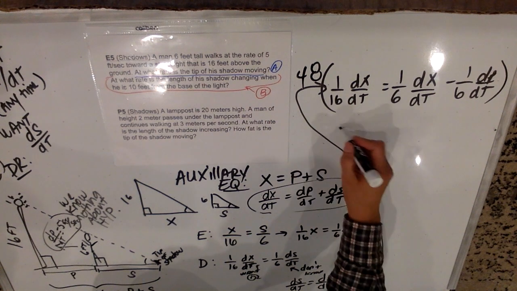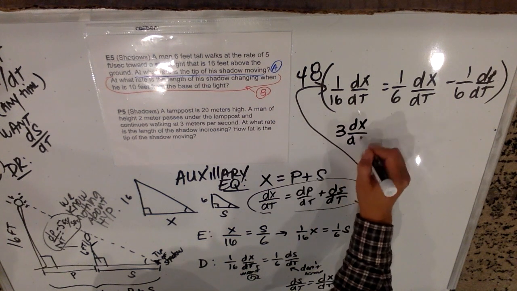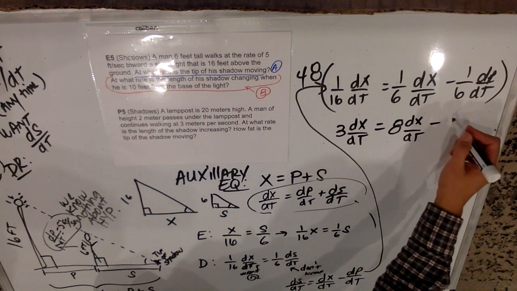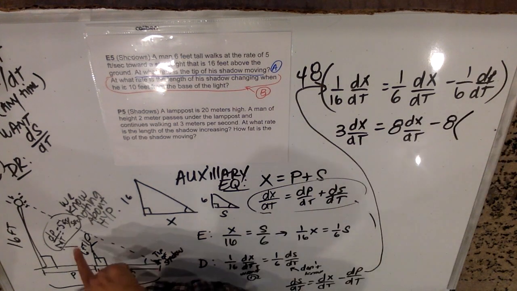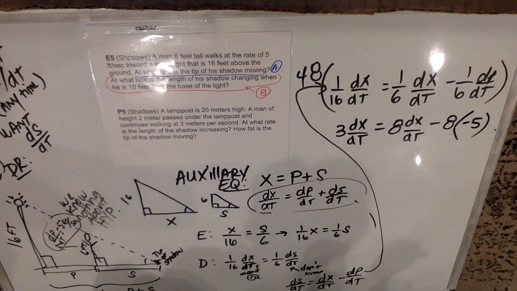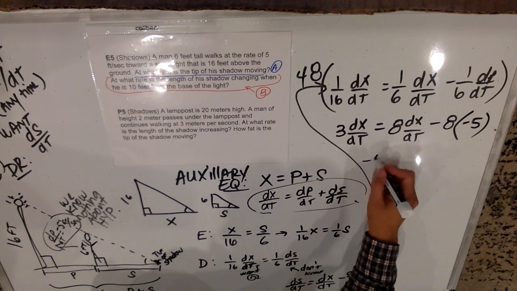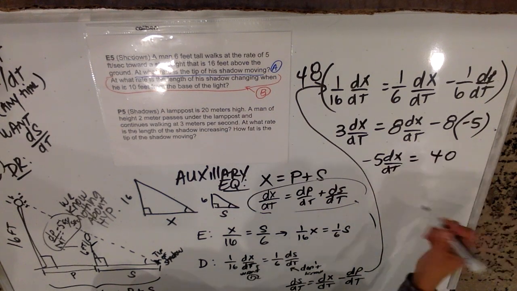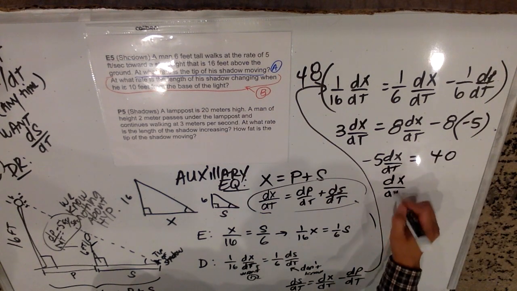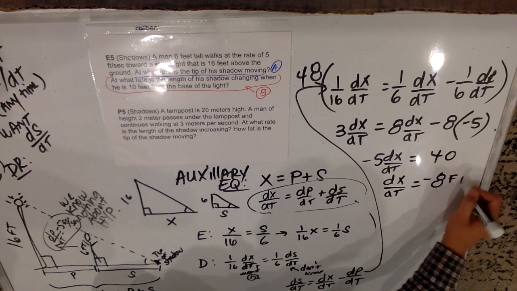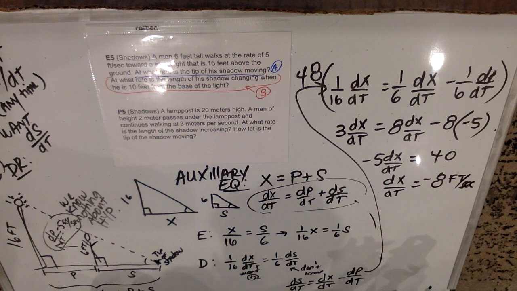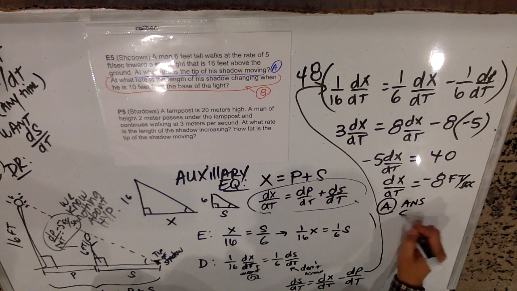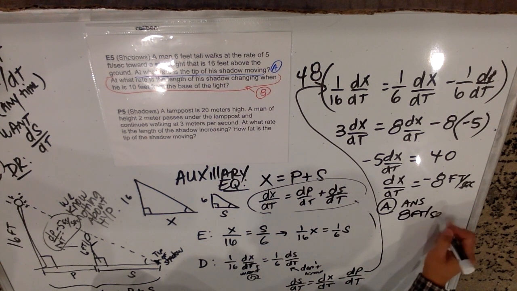getting is 3 dx/dt equals 8 dx/dt minus 8 times this thing that we know to be negative 5, right? So I would end up getting negative 5 dx/dt equals a positive 40. So dx/dt is a negative 8 feet per second. So that's how fast the tip of his shadow is moving. So the answer to part A is the tip of the shadow is moving at 8 feet per second, okay?